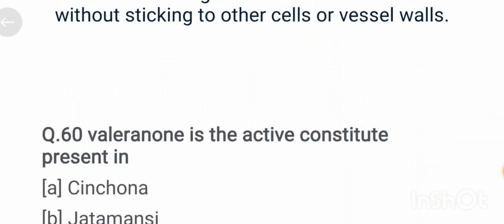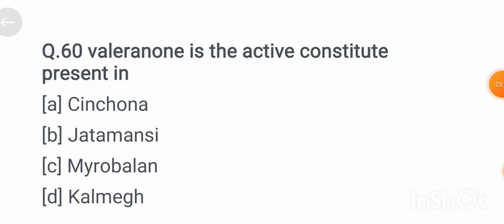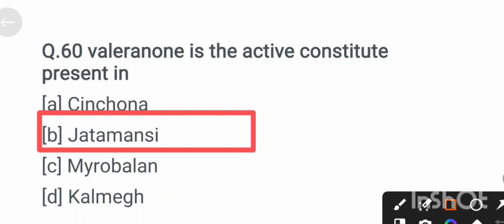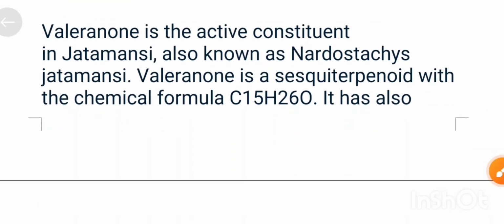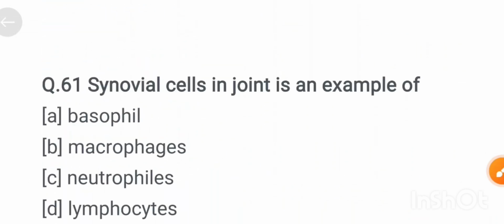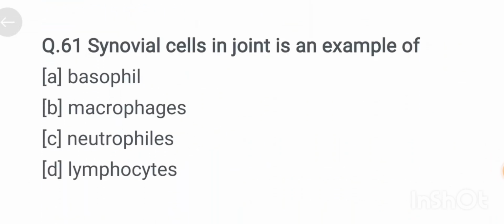Next question. Valerenone is the active constituent present in option A, cinchona, option B, jatamansi, option C, myrobalan, option D, calamus. Correct answer is option B, jatamansi. Next question. Synovial cell in a joint is an example of option A, basophil, option B, macrophage, option C, neutrophils, option D, lymphocytes. Correct answer is option B, macrophages.